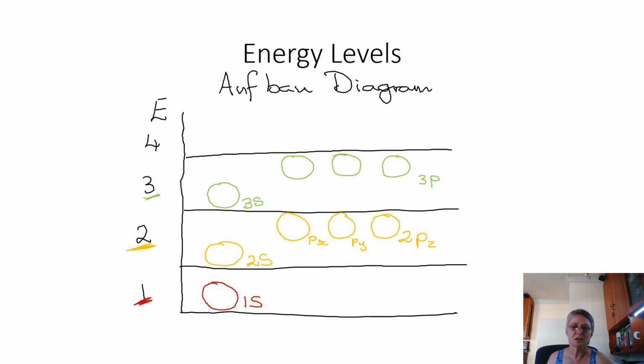Then the last energy level we go up to is the 4th energy level, and we only draw in the 4s orbital. We're not going to look at a more complicated situation. If you want to, you're welcome to look at that, but that is as far as we go.